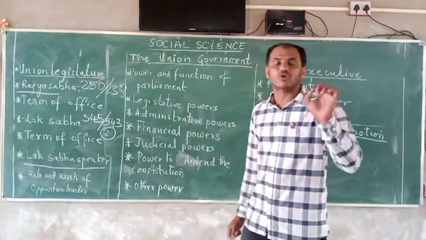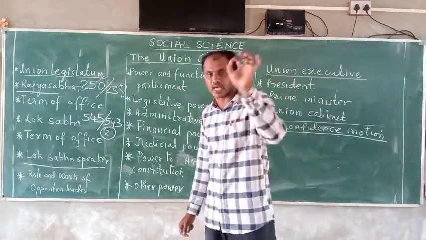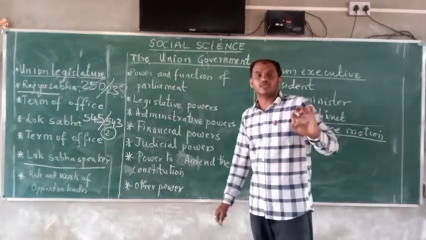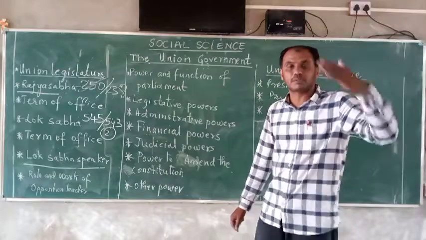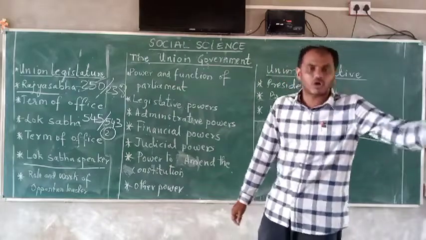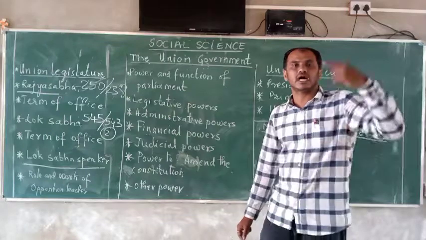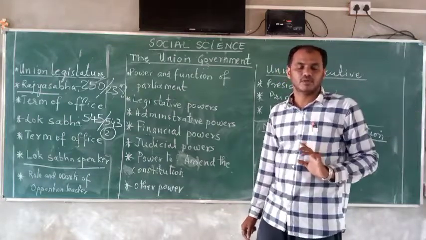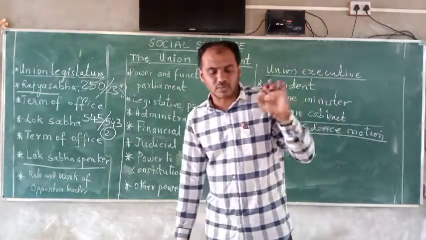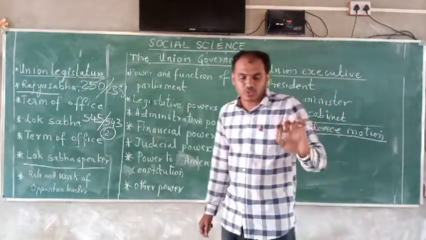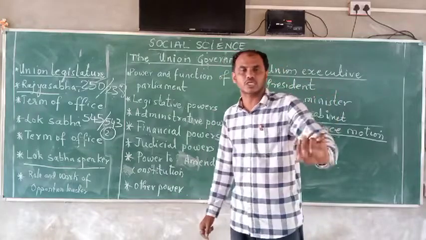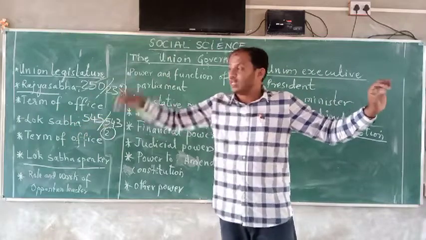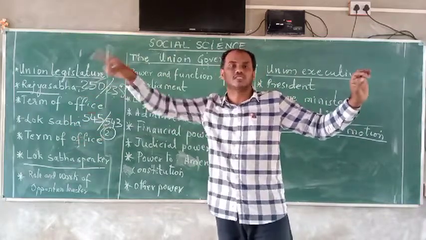The Union Cabinet is accountable towards the Parliament. Administrative powers: the party which has secured the majority will run the government, and they are accountable towards the Lok Sabha. The members of Parliament ask questions which must be answered by the ministers. Any question asked by any member of Parliament towards the government, that department minister has to answer.